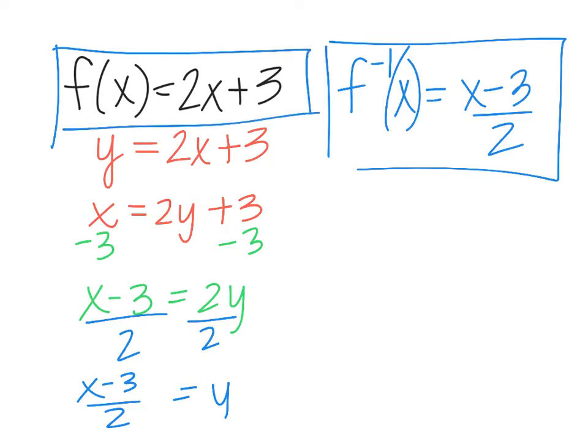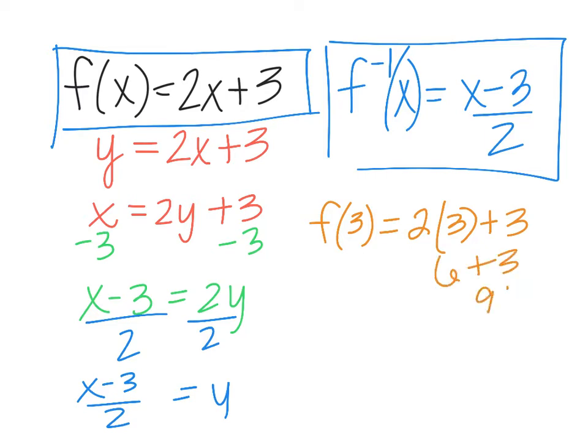Now, we also learned how you can check to see if you did this correctly. So let's do a quick check. If I'm going to check the function, I'm going to start by plugging any number I want into the original function. Let's say I do f of 3. I plug it in for x: 2 times 3 plus 3. I end up with 6 plus 3, which is 9.